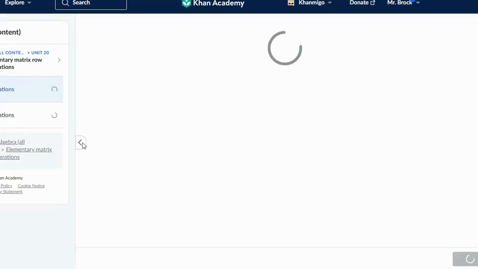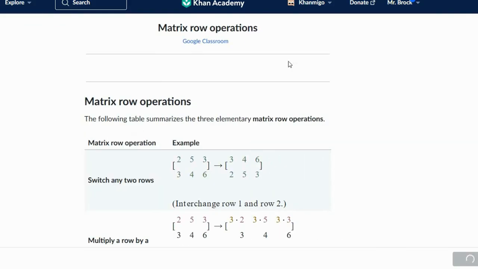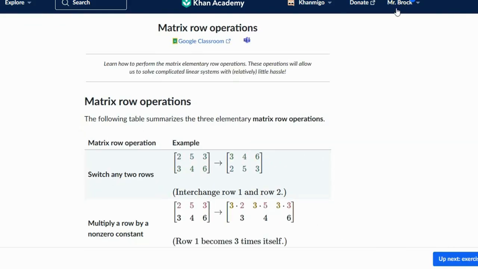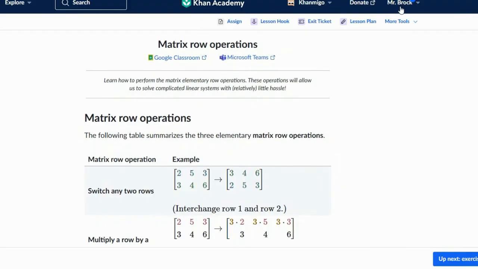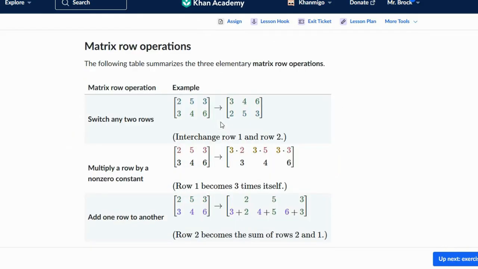We can close this little half tab over here on the side. This way you can check to make sure you're logged in. If you're not logged in, it may have you join with Google, and you may have to go through a couple of pages. But if you're logged in, it remembers your score on anything. So if you forget to screenshot it, you can go back and recover that. But here we go. Matrix row operations.